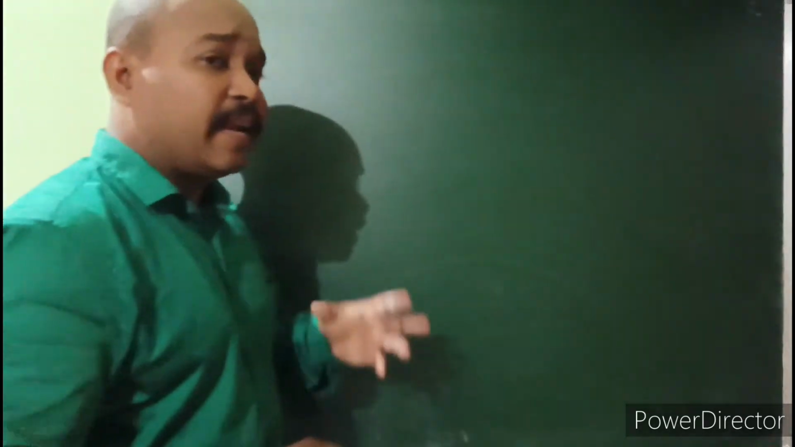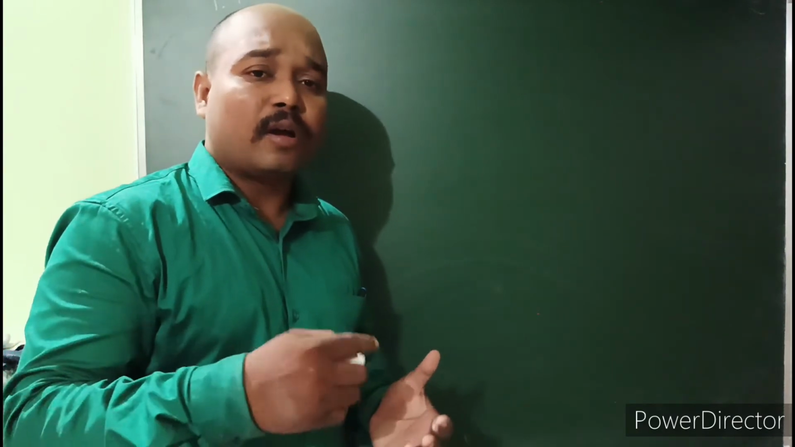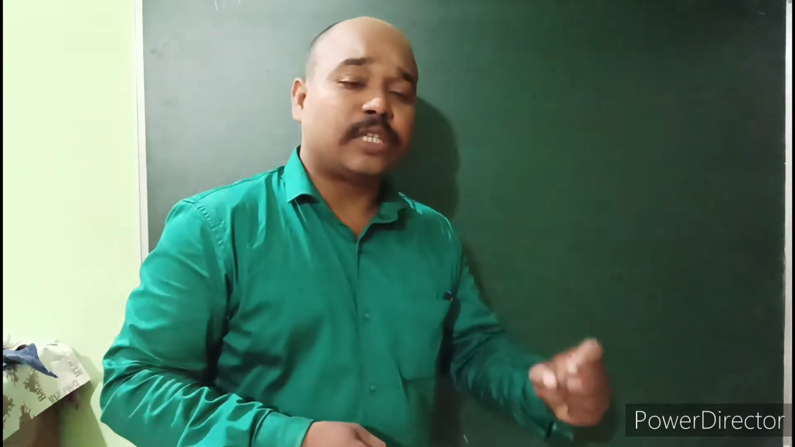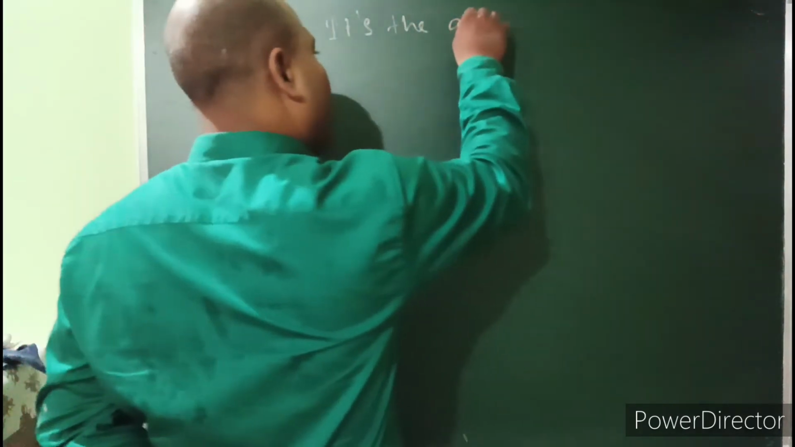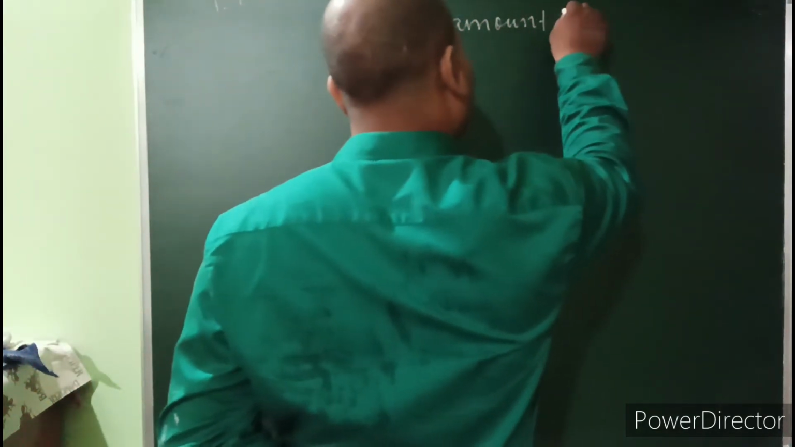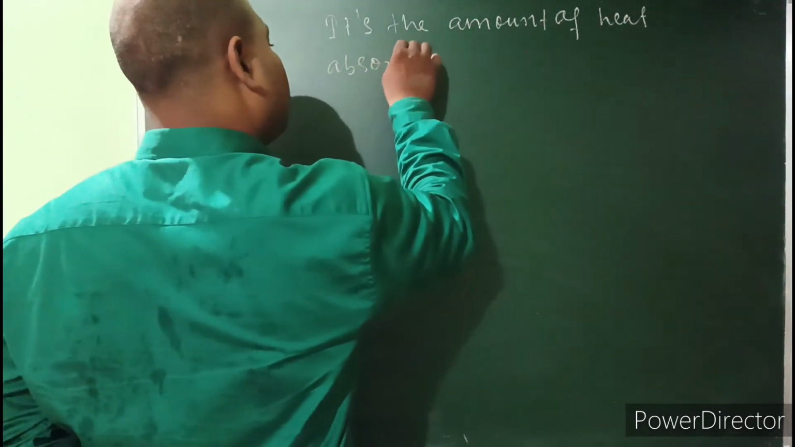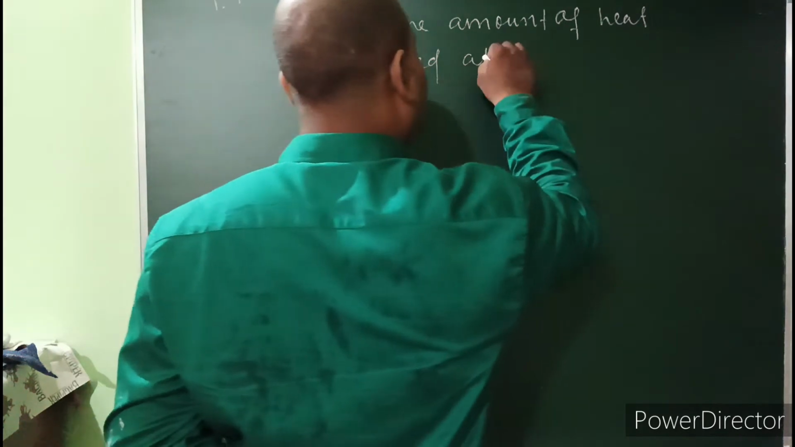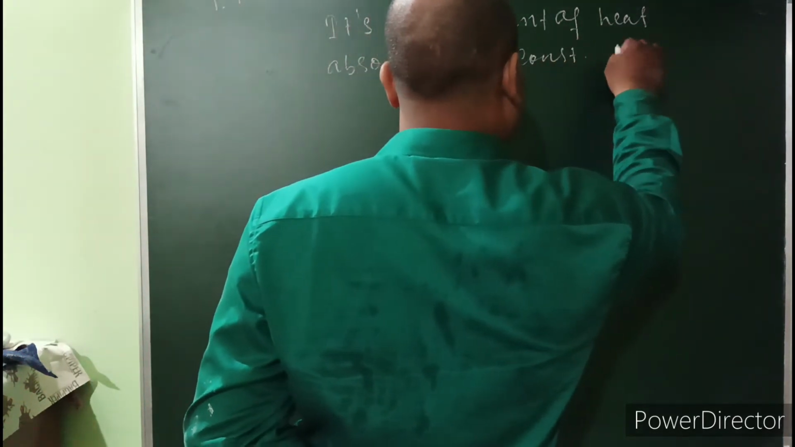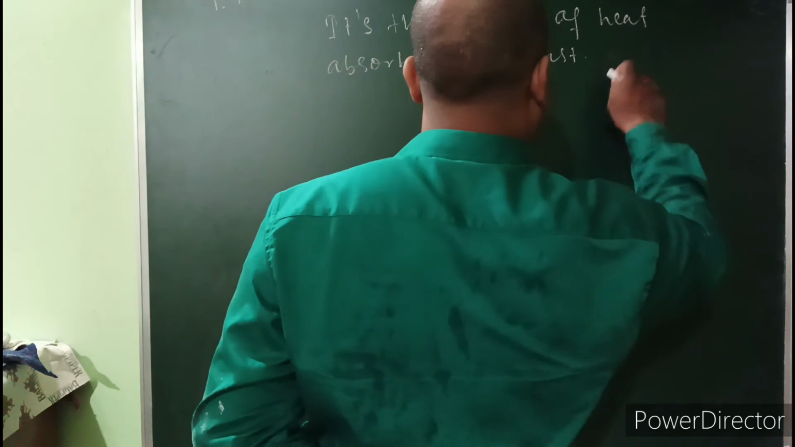So we can say that internal energy is a work done due to compression or the amount of heat absorbed at constant volume. So internal energy can be defined, in another way, as the amount of heat absorbed at constant pressure, constant volume.